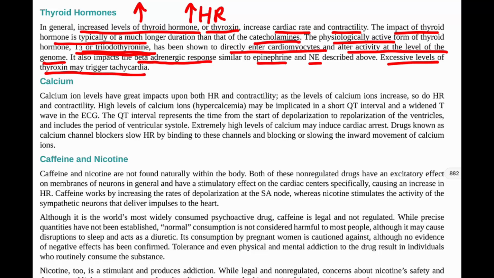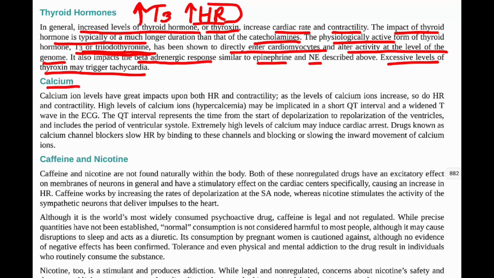And then excessive levels of thyroxine may trigger tachycardia. So if we have an increase in thyroxine and an increase in heart rate, if we have an extreme level of our thyroid hormone, if we're releasing lots and lots of it, if there's some sort of thyroid issue, then we would have this extreme increase of heart rate, and that would be tachycardia.